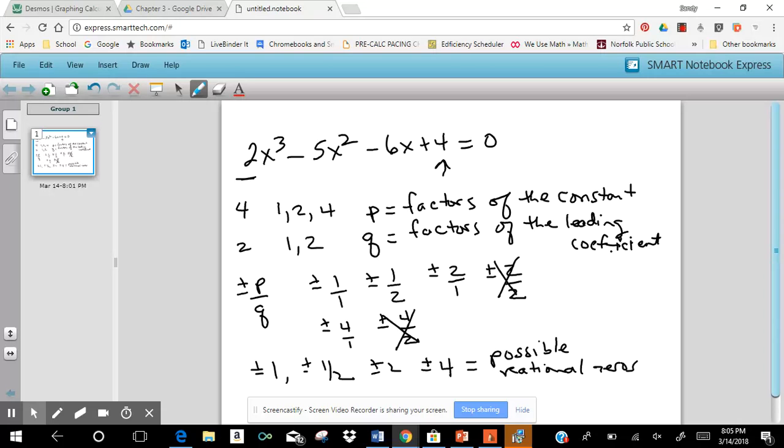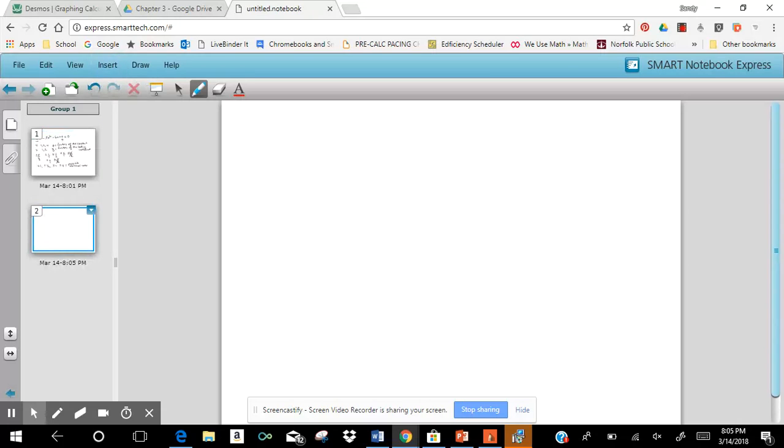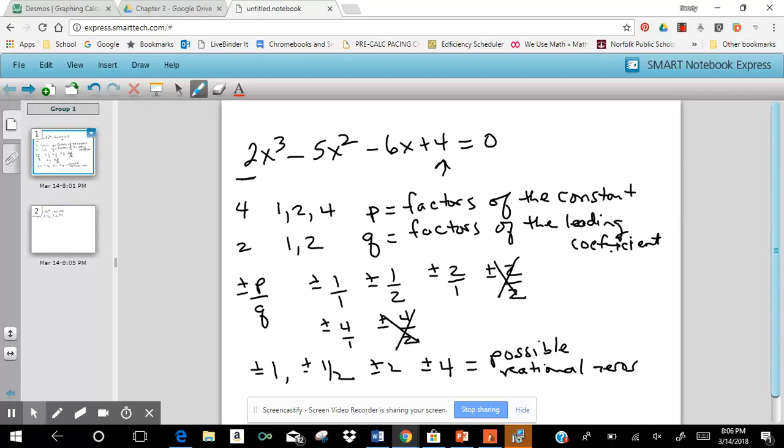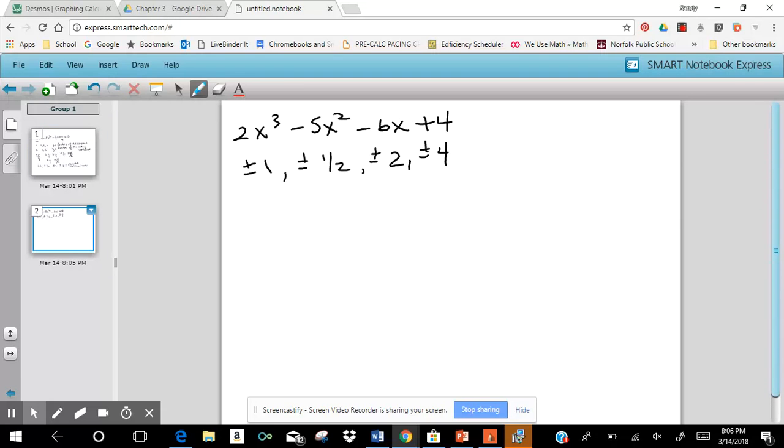Now, what I'm going to do next is use synthetic division to determine which one of those possible rational zeros is a rational zero. So my polynomial function was, again, 2x cubed minus 5x squared minus 6x plus 4. And I'm going to do synthetic division to test these. So they were, if I remember right, plus or minus 1, plus or minus 1/2, plus or minus 2, and plus or minus 4. So if I go back here, those were my possible rational zeros. So I'm going to just start here at the top. My first number that I'm going to test is 1.